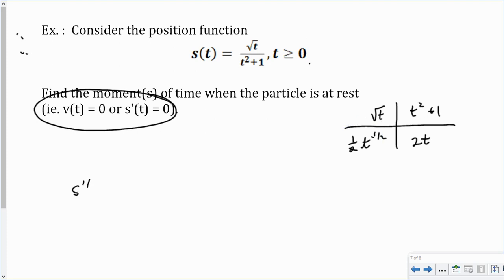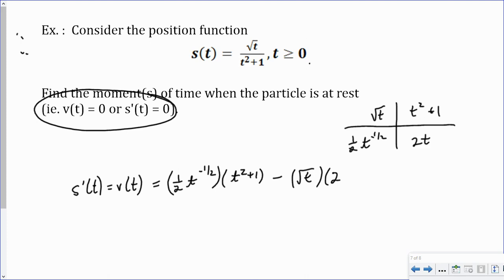Okay, so now I can find s prime at t. I know that's going to be v at t. That'll be 1/2 t to the negative 1/2 times t squared plus 1, take away square root t, all over t squared plus 1 squared. A little bit sloppy, I'm mixing negative exponents and square root signs. That's okay, I'll clean that up when I get down to the bottom.